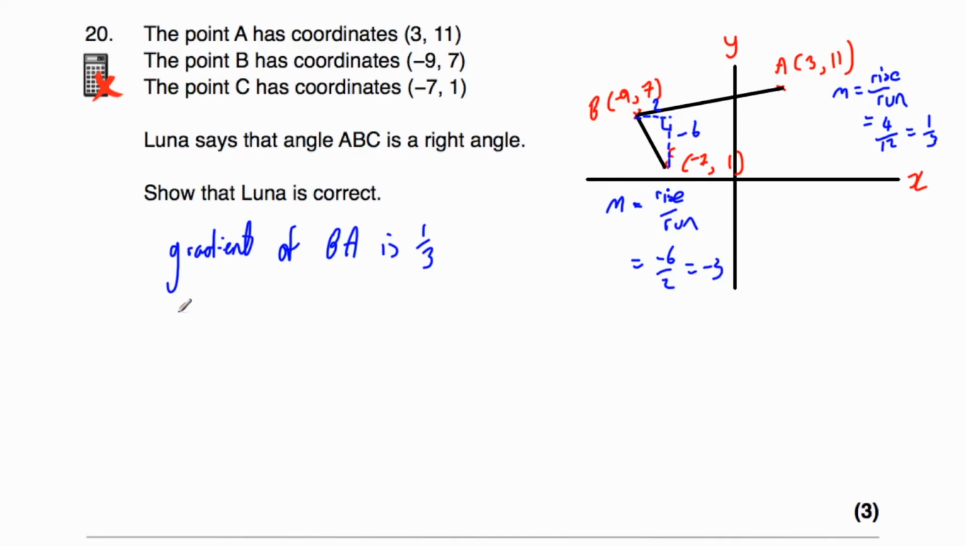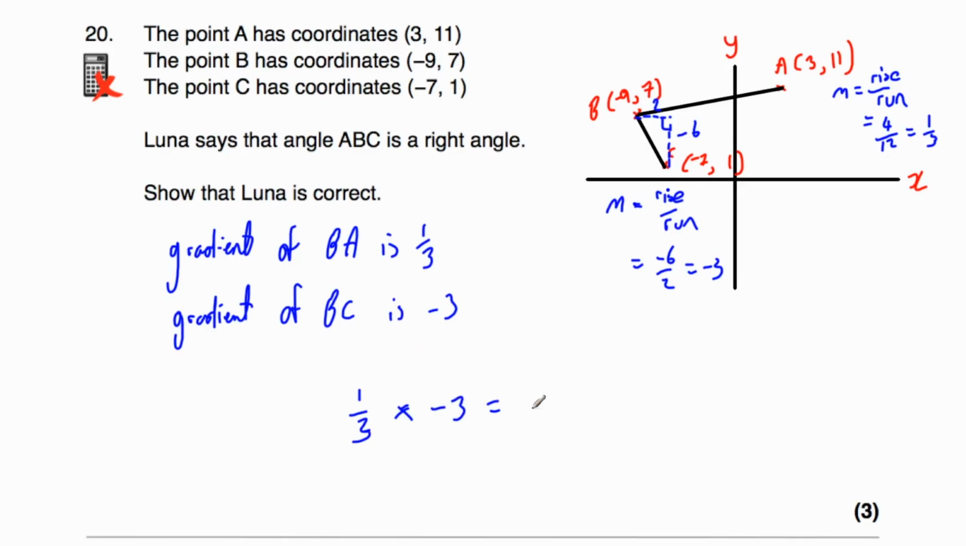Let's write that down. Now we want to show that these two lines, BA and BC, are perpendicular to each other, and if we can show that BA and BC are perpendicular, that means that's a right angle. Now to show two lines are perpendicular to each other, I like to multiply their gradients together and show that that equals -1. So let's take the gradient of BA, a third, and multiply that by the gradient of BC, which is -3.